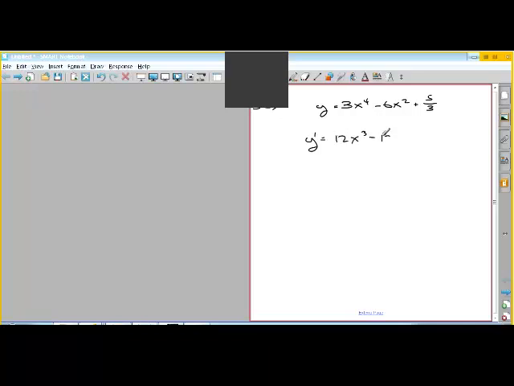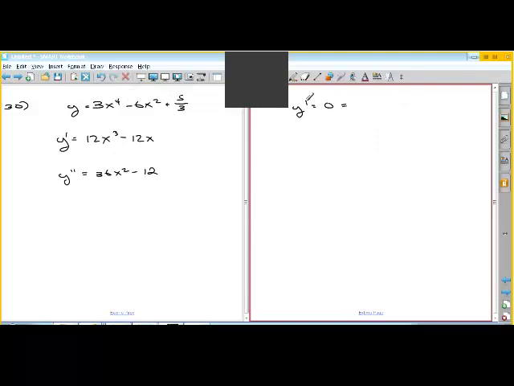Okay, so the derivative is 12x cubed minus 12x. And the second derivative is equal to 36x squared minus 12. Make sure I did that right. Looks good. Okay.